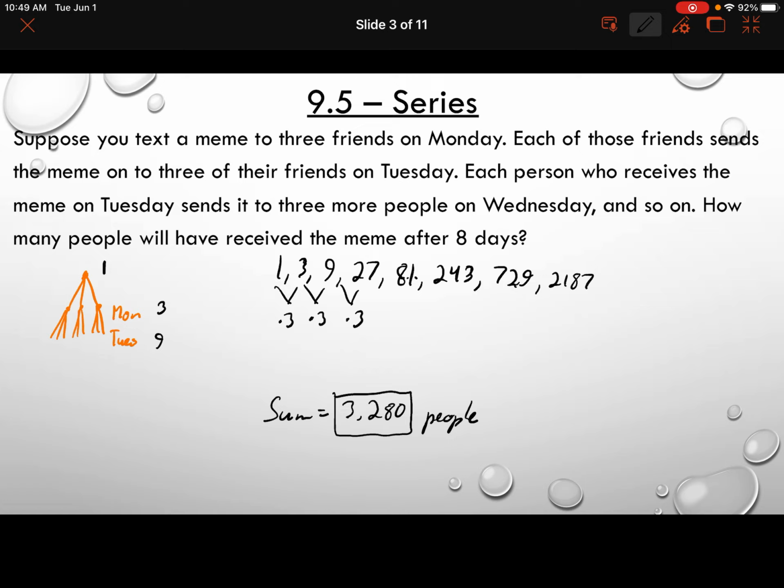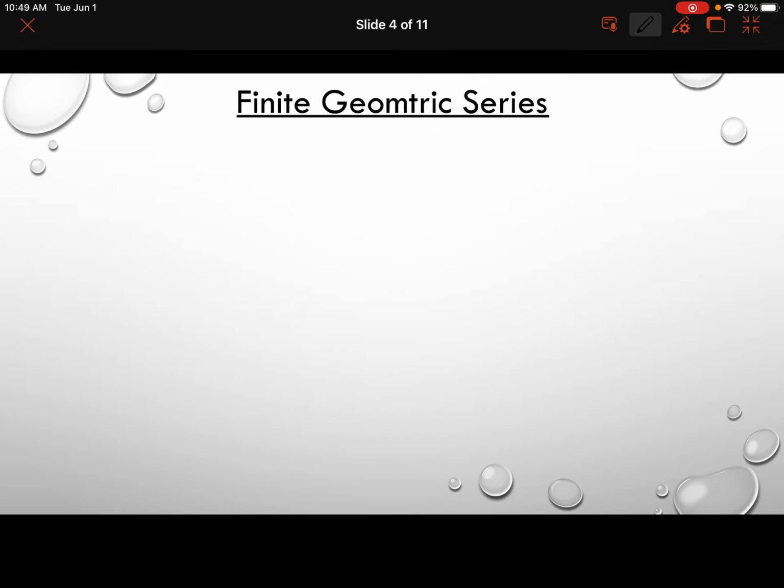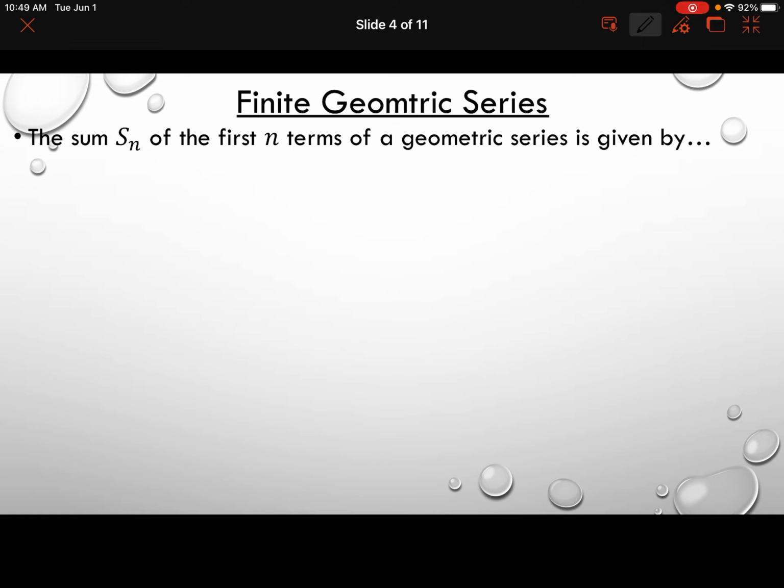Okay, and we've known in the past, right? You can calculate a sum by literally just adding up all the numbers. But just as it was the case with arithmetic series, it is the case with geometric series. There is a shortcut. So a finite geometric series. We've looked at a finite arithmetic series. What about a finite geometric series?